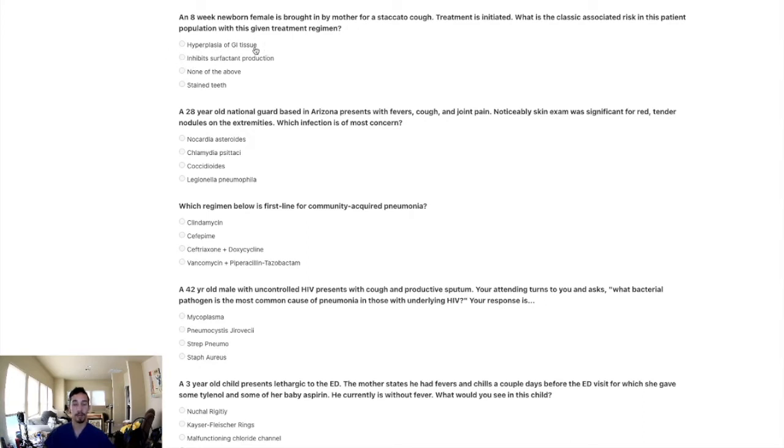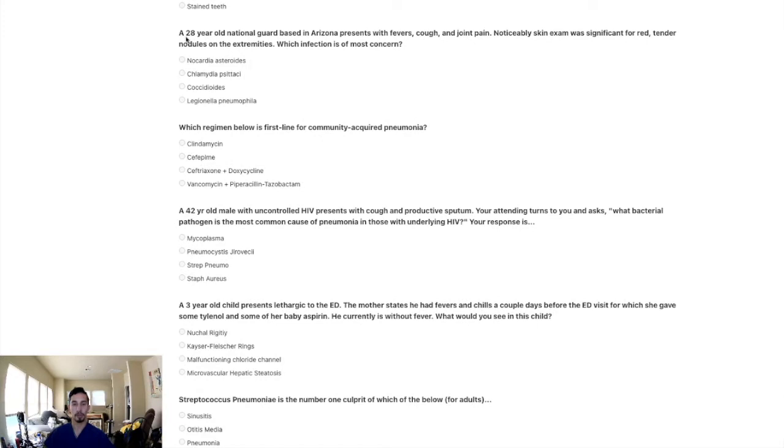If we go to inhibit surfactant production, remember that's what happens when kiddos create insulin in light of all this sugar that they get from a mother with diabetes. So that can inhibit surfactant production, so that would be insulin. And then stained teeth, those are tetracyclines. All right, so next question.